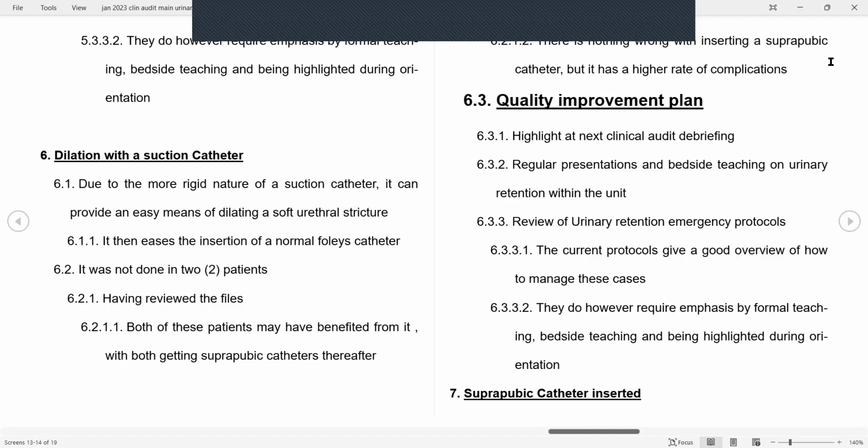That was more in those specific cases. I don't want to get too into it. Always remember, there's nothing wrong with inserting a suprapubic catheter. There's a higher rate of complications for these patients.